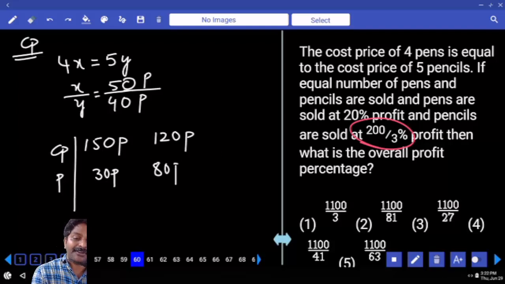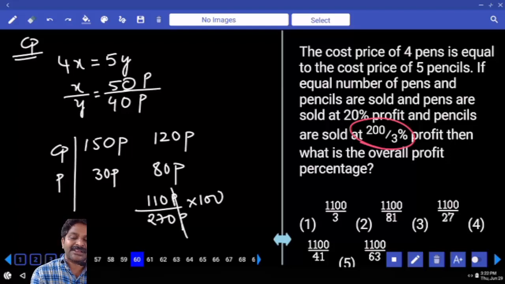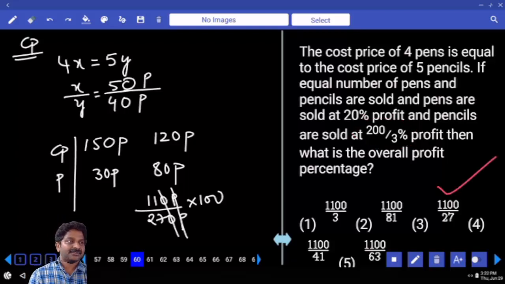So total profit is equal to 110 parts divided by 270 parts. Correct. The percentage and the 100 get cancelled. Final answer 1100/27. Third option.